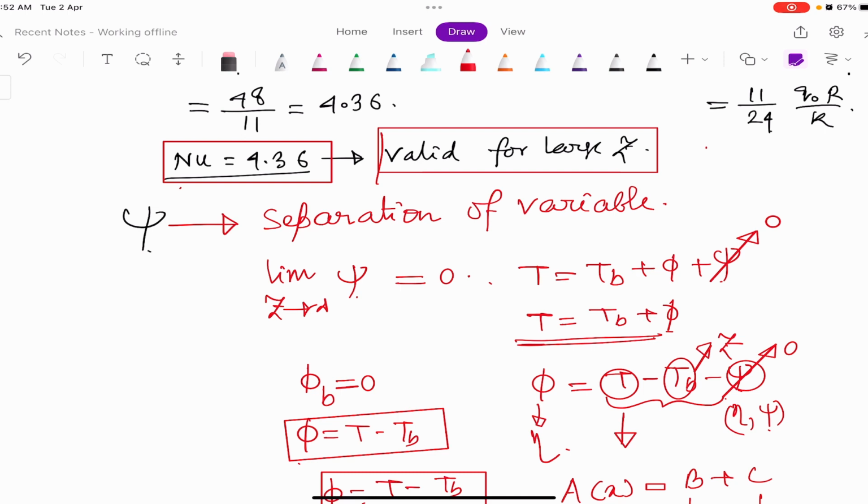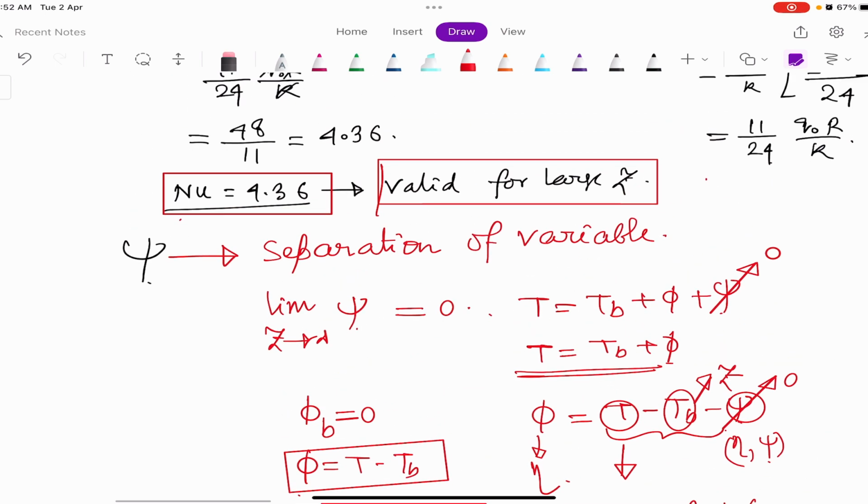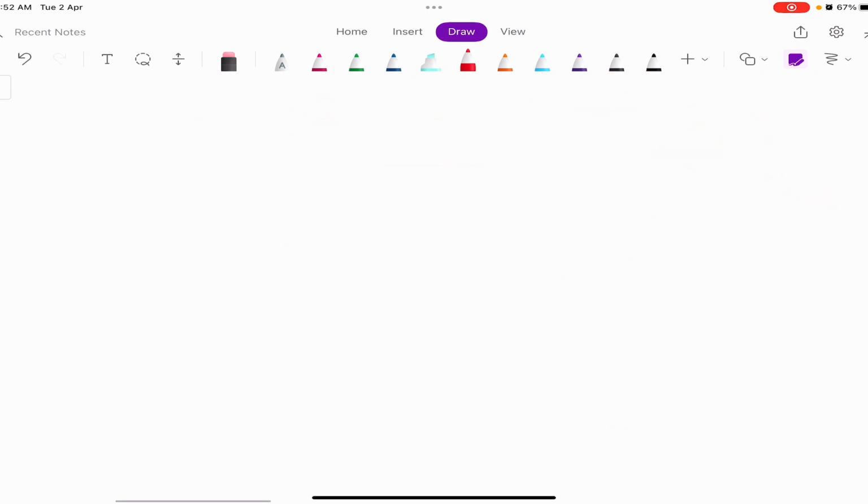Okay, so your homework will be, after I solve the thermally developing flow by the separation of variables method, to solve for this psi and check if you are getting that in the limit z tends to infinity, psi is equal to 0. So I am leaving this up to you. So this we have solved for Nu equal to 4.36. Our next discussion will be of the thermally developing flow for an isothermal pipe.